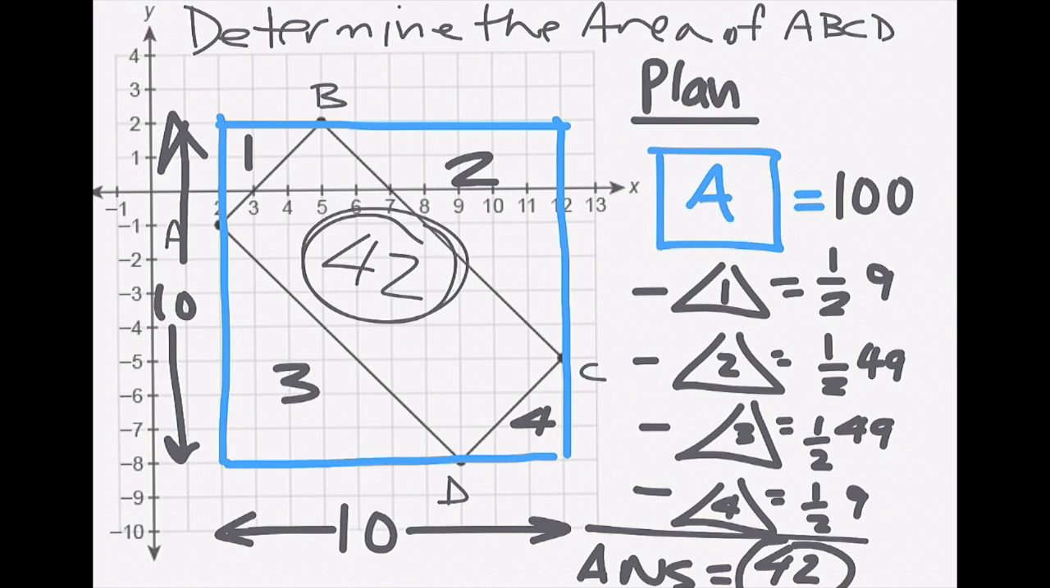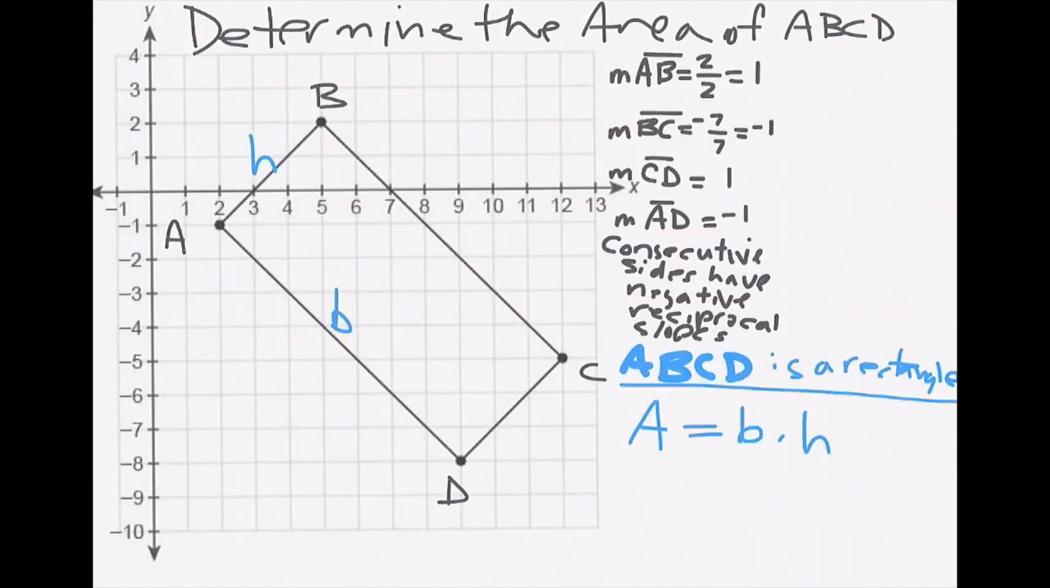But there's another way that could be used, using coordinate geometry, and that is to realize that the shape you're looking at is truly a rectangle. It looked like a rectangle, but this guarantees it. Figuring out the slopes: the slope of AB is up 2 over 2, which reduces to 1. The slope of BC is down 7 over 7, which reduces to negative 1. 1 and negative 1 are negative reciprocals.